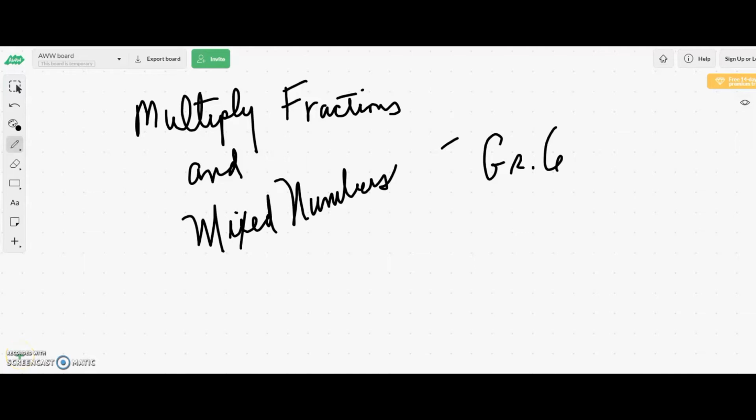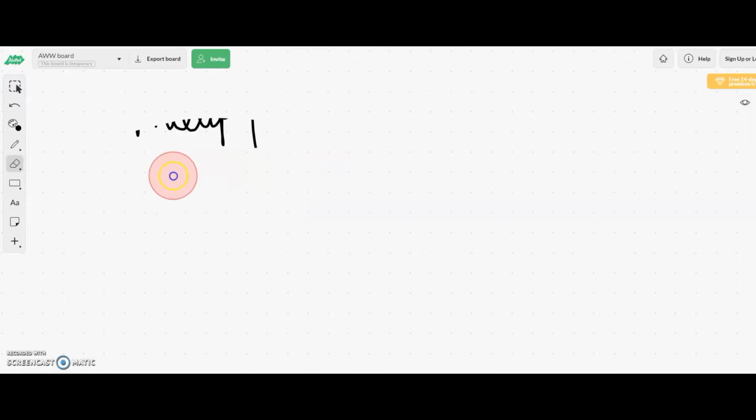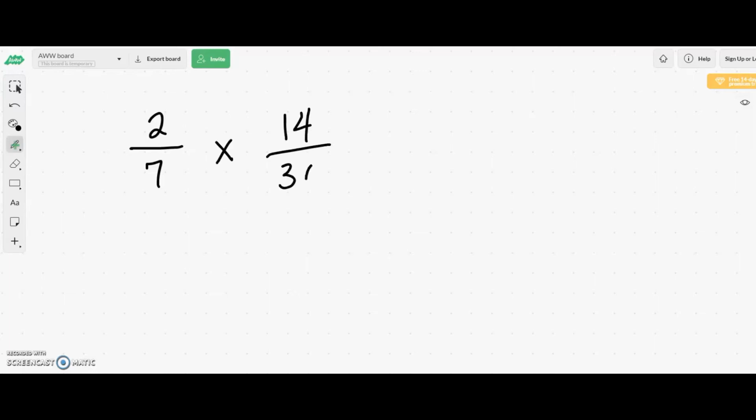Okay, sixth grade, what we're going to be doing is multiplying fractions and also multiplying mixed numbers. This is basically a review from last year, and you're expected to know how to do it. I'm going to do two problems. First I'm going to multiply a fraction by a fraction, and this should be a refresher from last year. Your equation is going to be 2/7 times 14 over 30.